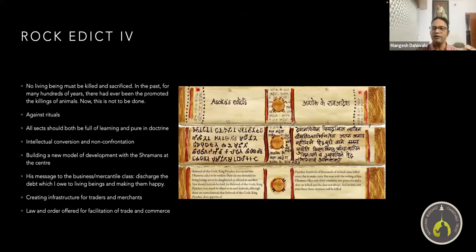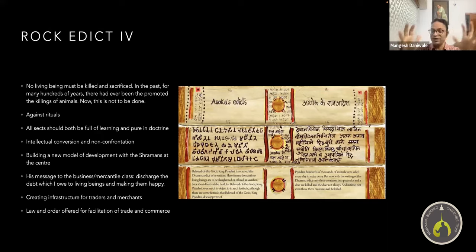So I'm going to spend a minute or two on Rock Edict 4, because I think this is very important. Ashoka says that no living being must be killed and sacrificed. Thus he denied all the yagyas and yagas. And there is a word that he used, Purana Pakiti, meaning past traditions, where for many hundreds of years there had been the promotion of the killing of animals. Now this is not to be done. Whatever traditions were promoting the killing of animals, he stopped altogether.